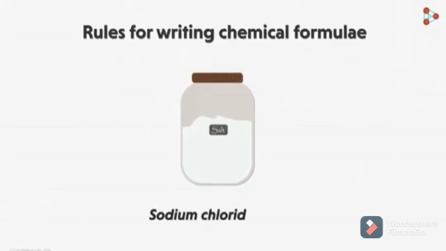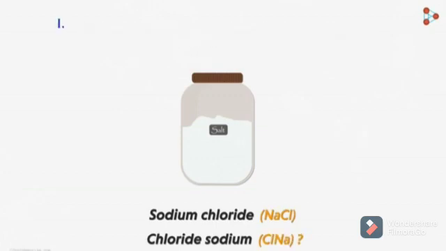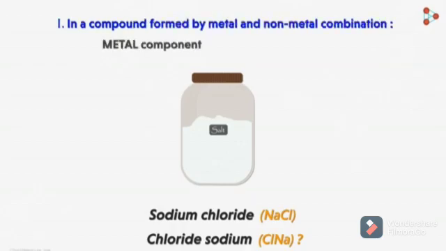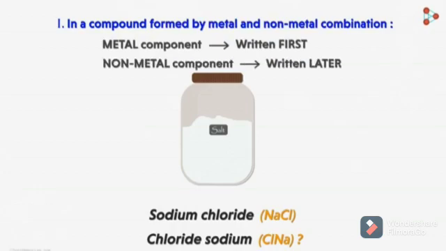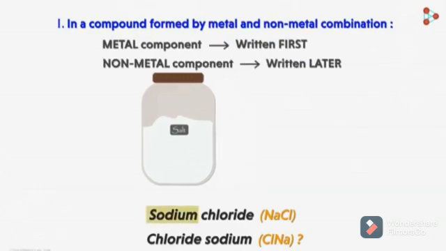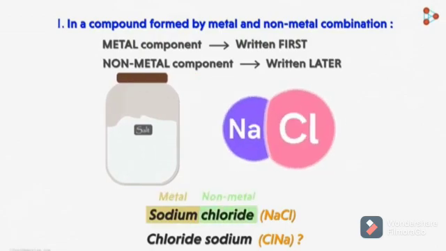Now we'll study the rule for writing a chemical formula. Let us assume it as rule number 1. Why don't we write chloride sodium in place of sodium chloride? Please remember this rule: whenever we are writing the chemical formula of a particular compound, the first thing you need to write is the name of the metal, and the second belongs to the non-metal. Sodium is a metal and chlorine is a non-metal. So we need to write it as sodium chloride.